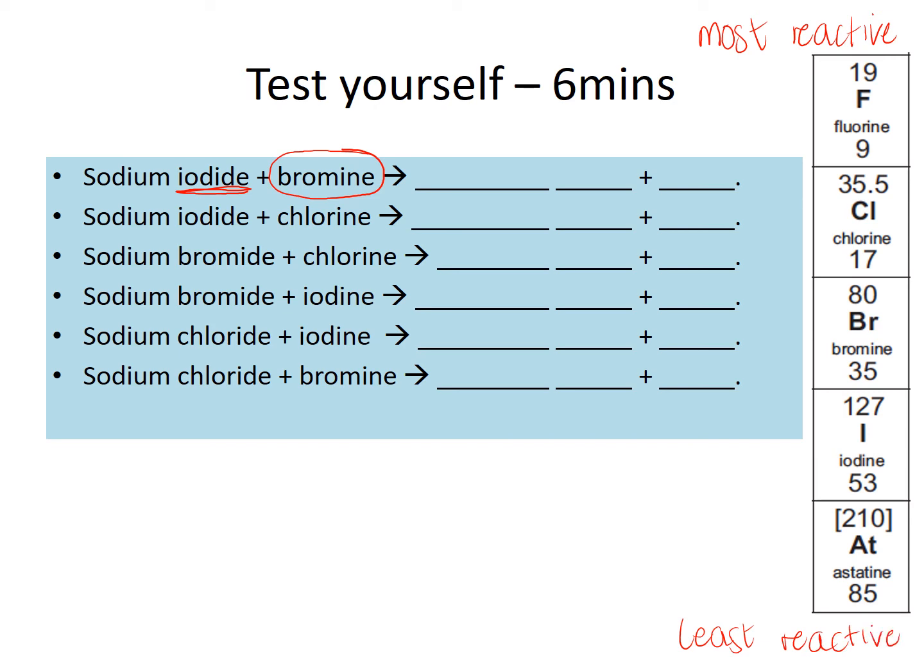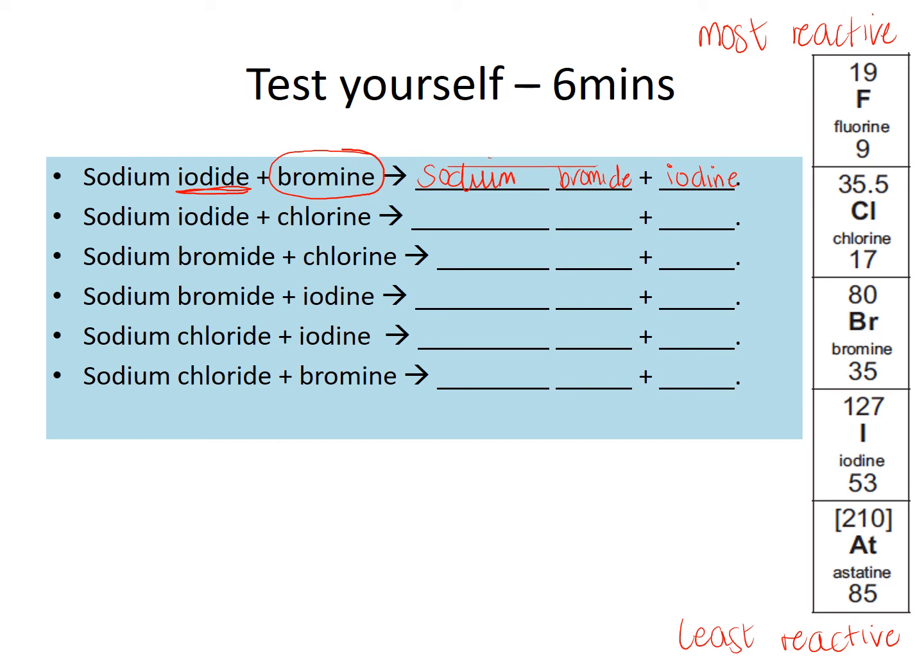So we've got least reactive written at the bottom. So let's compare bromine and iodine. You can see bromine is here and iodine is underneath bromine. So because bromine is on top, it's actually more reactive, so it will displace the iodide. So your product is going to be sodium bromide, and the element that got kicked out, displaced, we've got iodine.